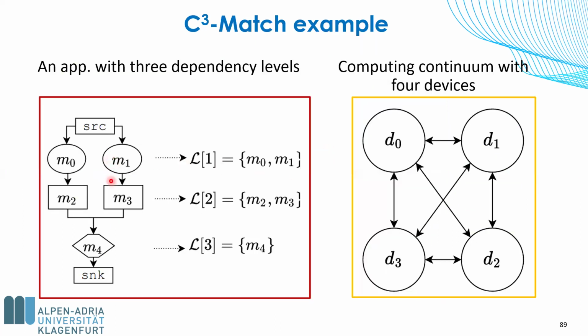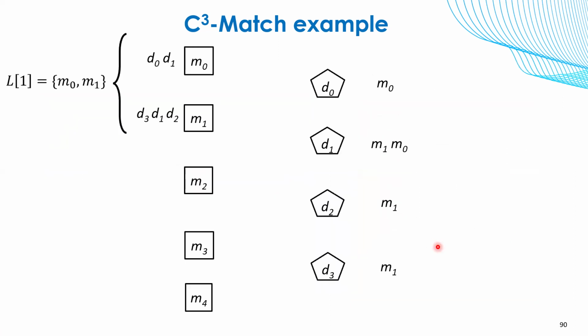Here, as an example, let me explain the structure of the DAG that we have considered. From the source to the sink, there are 2 different data flows, though there are 3 different levels. The first level consists of M0 and M1 microservices, while the second level of the data flow processing application encompasses M2 and M3. The last level encompasses M4. On the other side, the computing continuum consists of 4 devices.